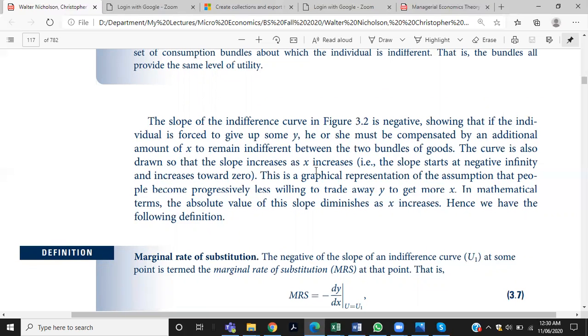Why is this the case? Because the income of the individual is fixed. So in order to purchase more of one good, he or she needs more income, and that more income can be managed by leaving certain units of the other good.